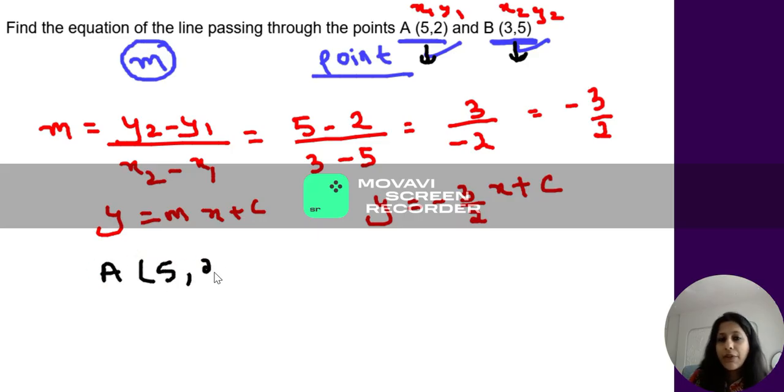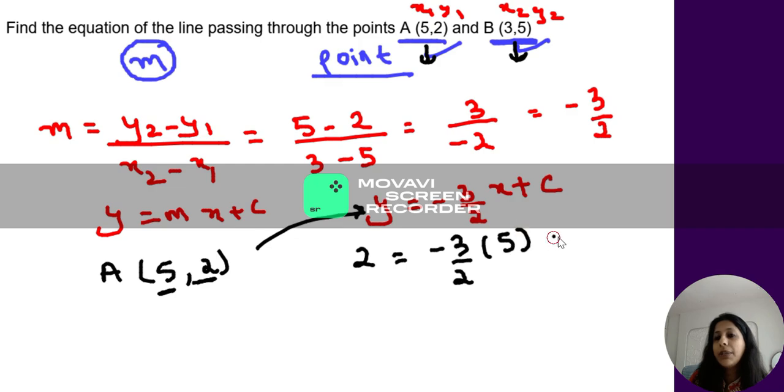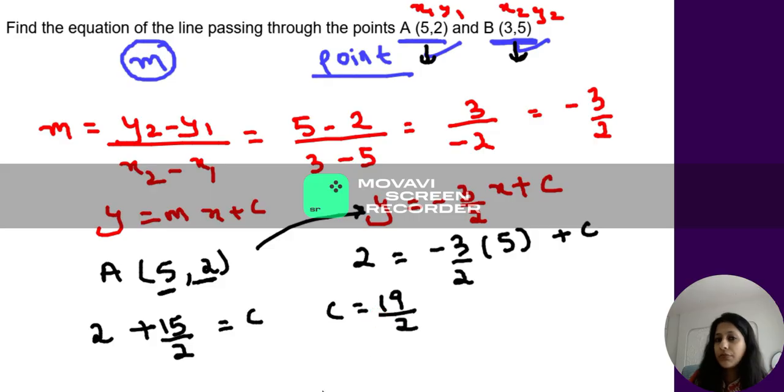So A is 5, comma 2. I'll put the values in this equation. Your y is 2, so put in 2, equal to -3 by 2. Your x has a value 5, put that value 5, plus c. So you get 2 plus 15 upon 2 equals c. That gives me the value of c as 19 upon 2.